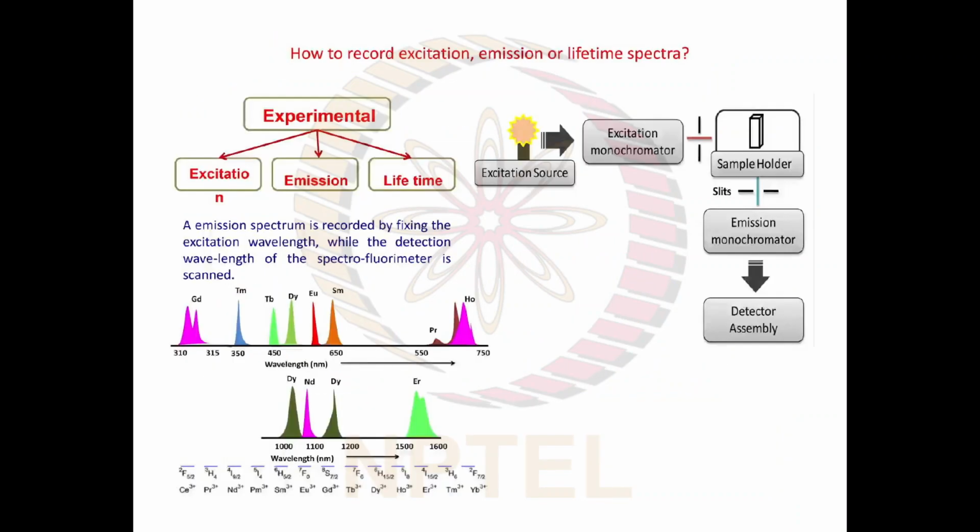Now, how to record excitation, emission or lifetime spectra? Experimentally, excitation, emission and lifetime are recorded by fixing the excitation wavelength while the detection wavelength of the spectrofluorimeter is scanned. The excitation source feeds the excitation monochromator, and then there is a sample holder, slits, the emission monochromator, and then a detector assembly.